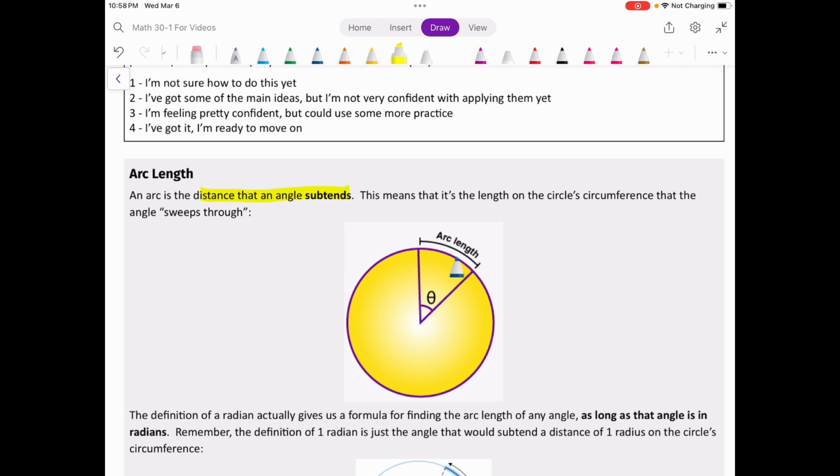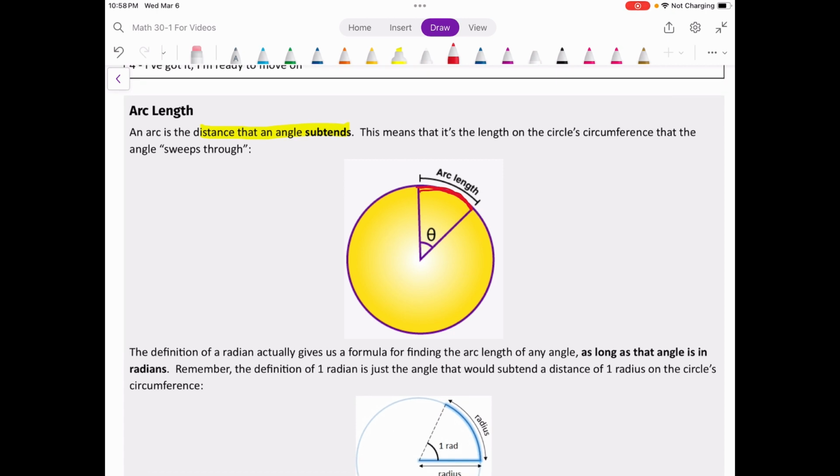if you rotated through that angle, the angle kind of sweeps along, right? I think of it like if you were going to rotate through this angle and you were holding a paintbrush, how long would you have painted, right? So this here is the arc length associated with this angle, right? Because to rotate that angle out, we're subtending that arc along the circumference of the circle. So it's the length on the circle's circumference that the angle kind of sweeps through, okay?